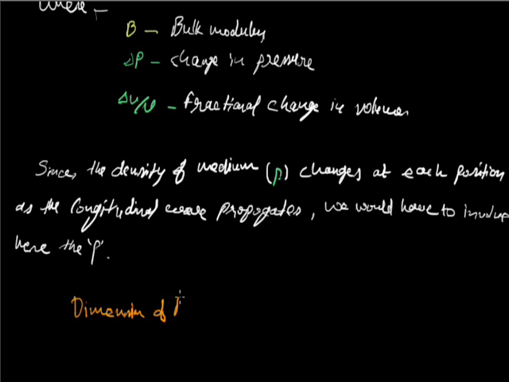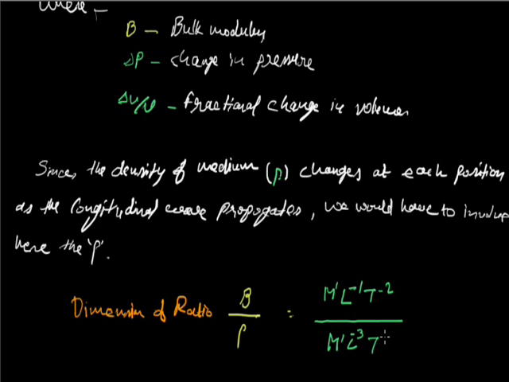dimension of ratio B upon rho will be given by here M to the power 1, L to the power minus 1, T to the power minus 2 divided by M to the power 1, L to the power minus 3, T to the power 0. So again it equals L to the power 2 and T to the power minus 2.